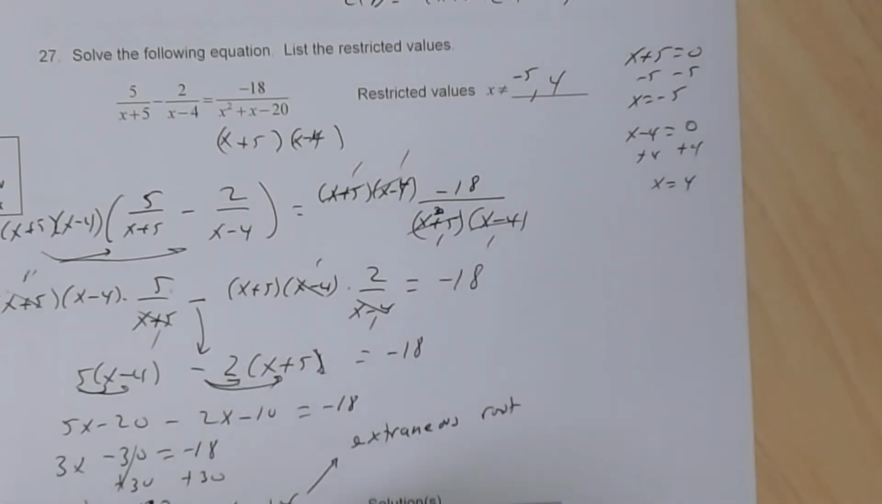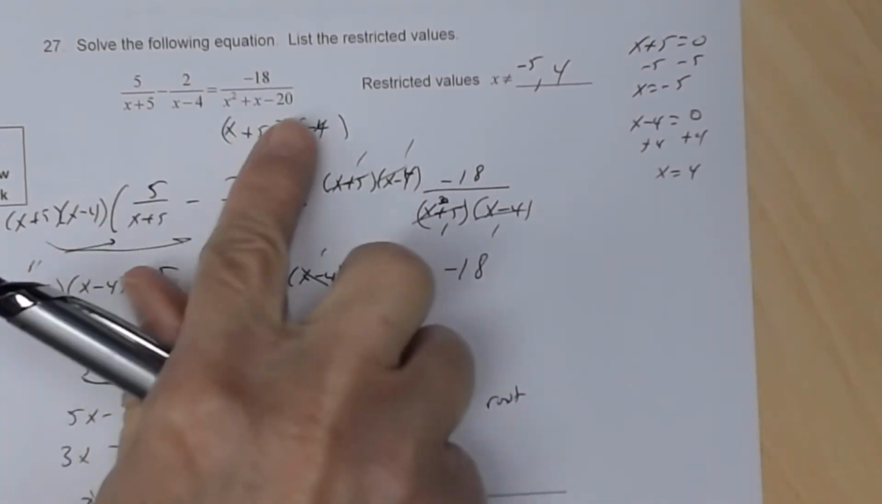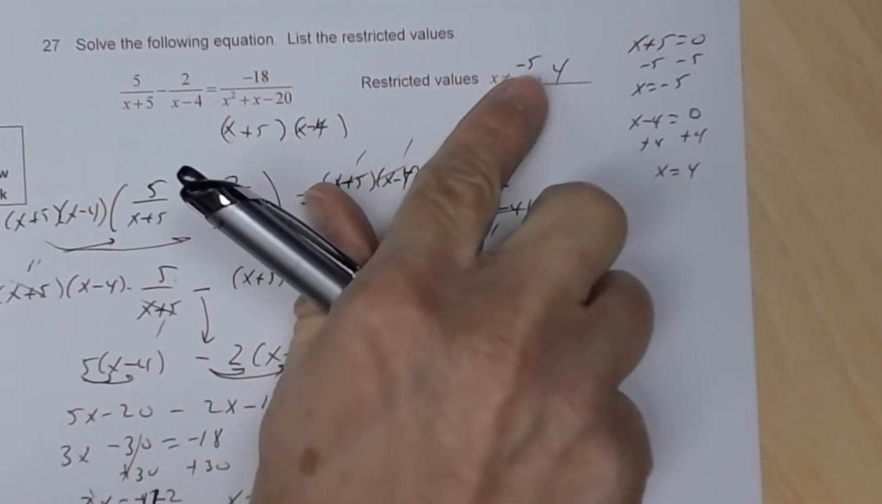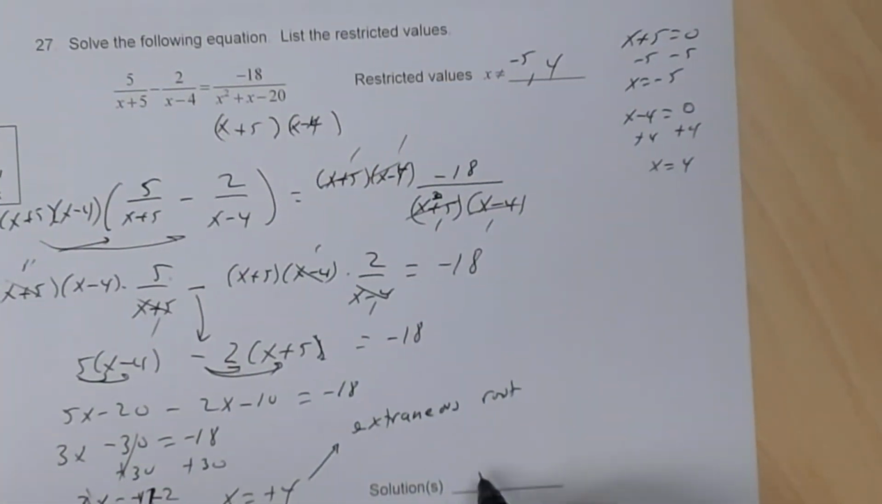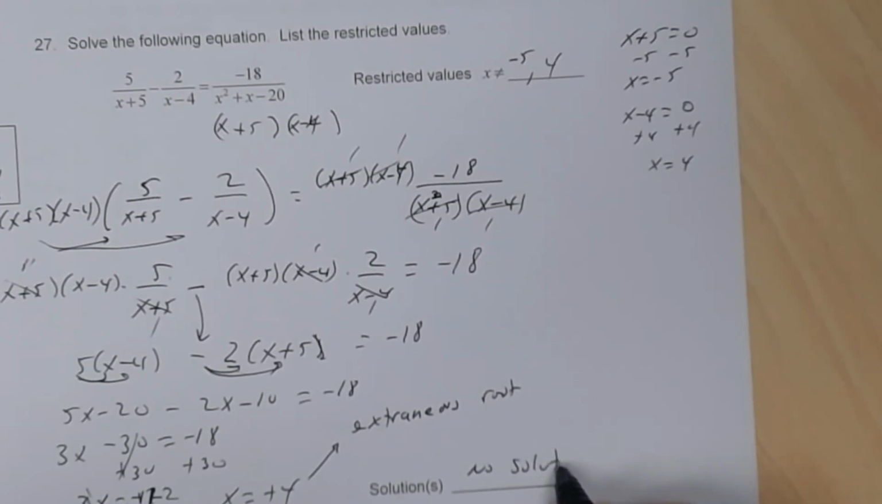All right, so think false. It's a false solution. So it satisfies this equation, but it doesn't satisfy the original because we can't divide by 0. So then you just say no solution. That's all you do. No solution.